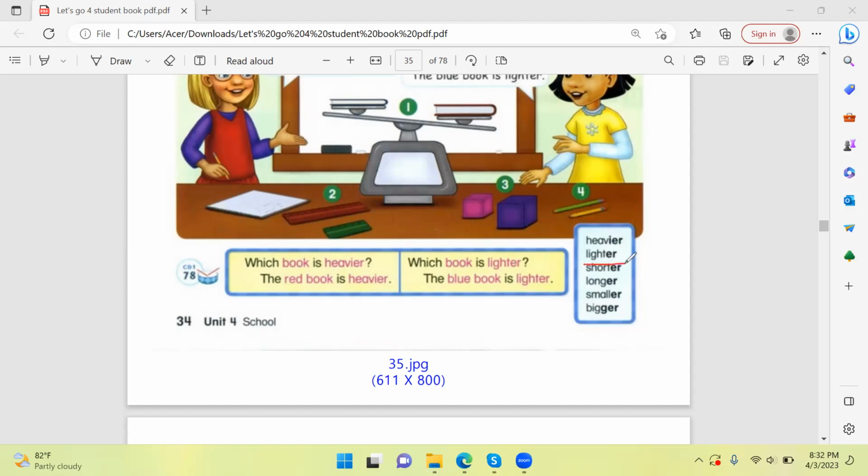How about lighter? Lighter is classroom. Okay, how about shorter? Shorter is classroom. Okay, how about longer? Longer is home. Okay, how about smaller? Smaller is classroom. Okay, last one, bigger. Bigger is home. Very good, Julia. So, do you understand this lesson? Okay, very good. So, let's proceed now for another.